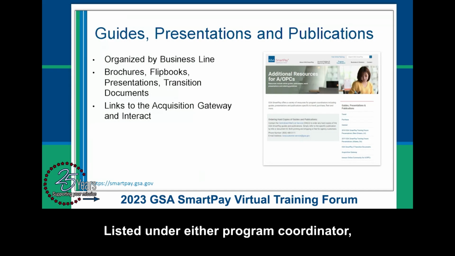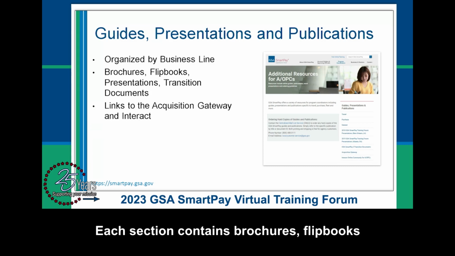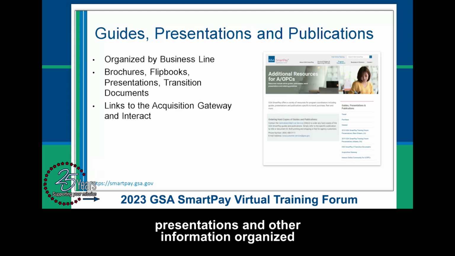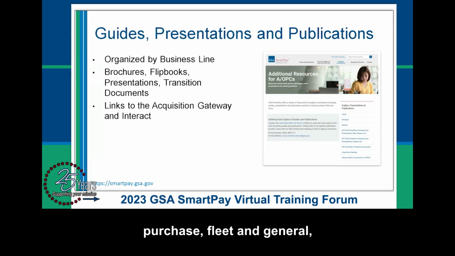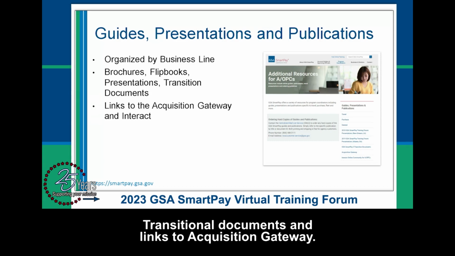Listed under either program coordinator, account holder and approving officials, or business and vendors are the guides, presentations, and publications. As you can see in the slide, there are additional resources for AOPCs. Each section contains brochures, flipbooks, presentations, and other information organized by business line. For example, all resources are sorted by travel, purchase, fleet, and in general, followed by the form presentations, transitional documents, and links to Acquisition Gateway.